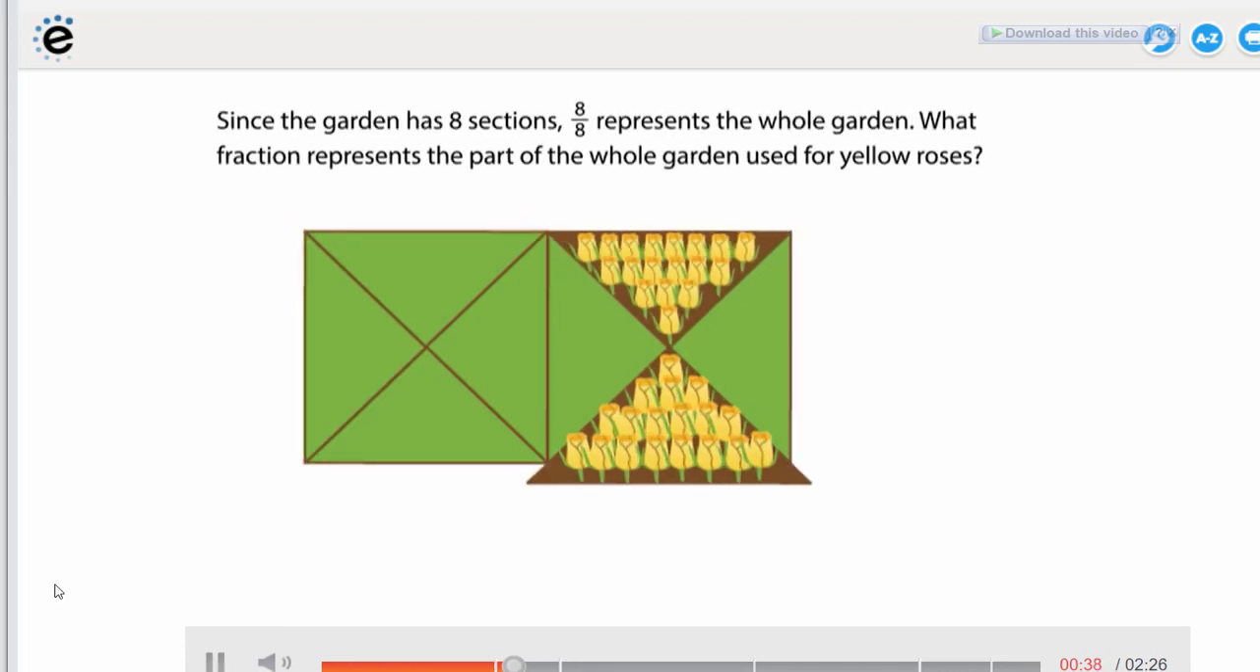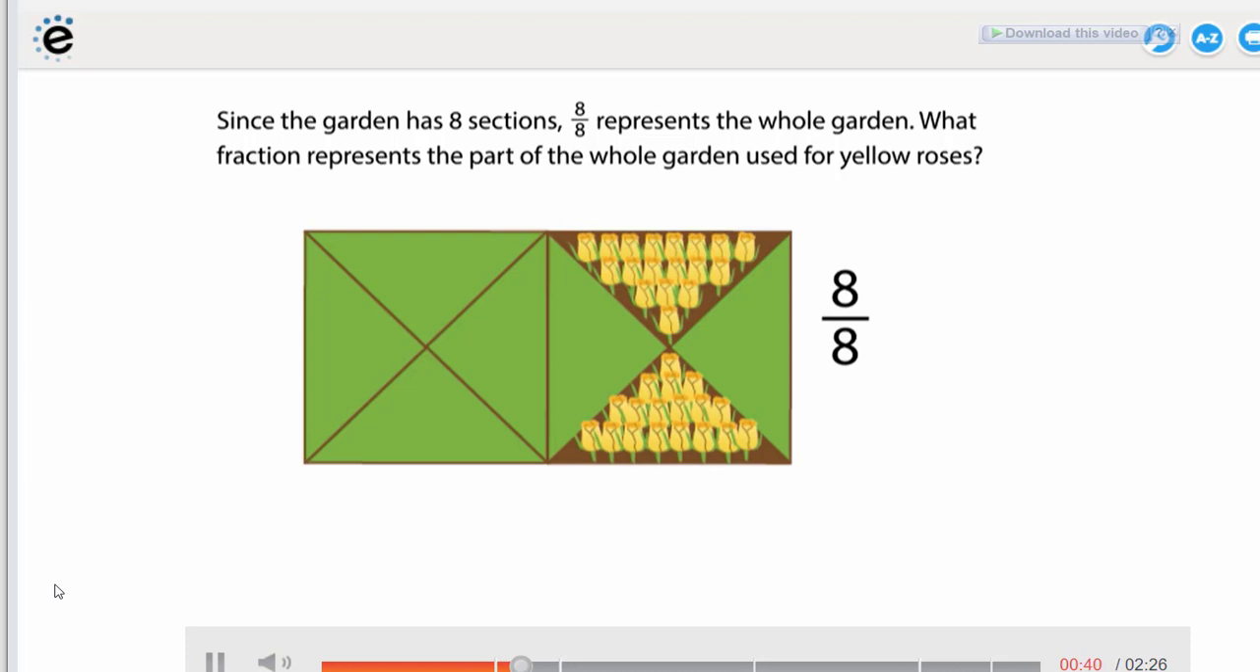Since the garden has 8 sections, 8/8 represents the whole garden. What fraction represents the part of the whole garden used for yellow roses?